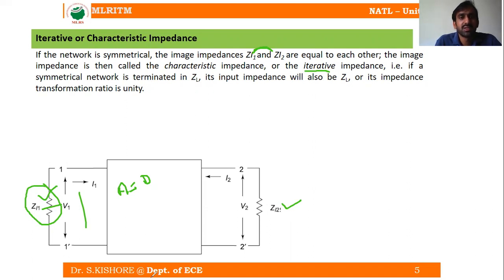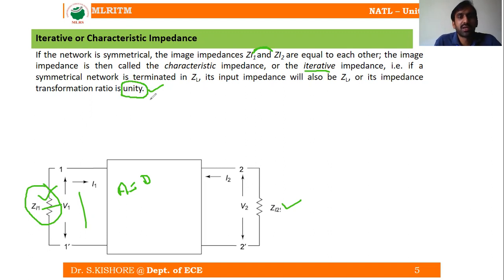So this kind of impedance is known as the image impedance, and Zi1 and Zi2 are going to be your characteristic impedance or iterative impedance. Or we can say the impedance transformation ratio is going to be unity. Because Zi1 and Zi2 are equal, the ratio of Zi1 to Zi2 is going to be equal to 1. That is why the transformation ratio is mentioned as unity. So these are the questions you can expect for short answers.